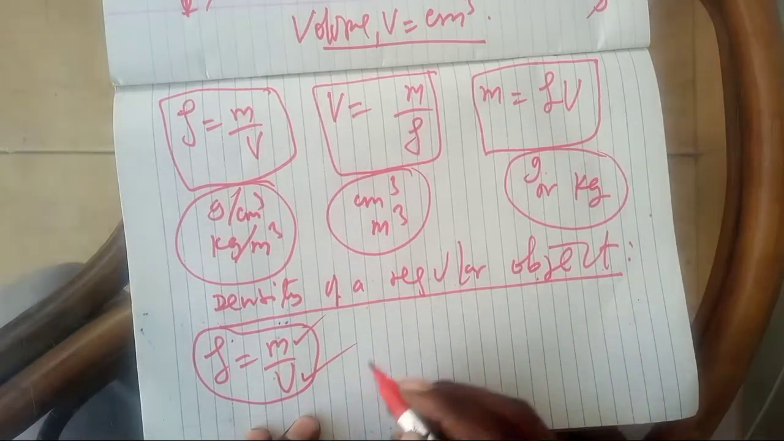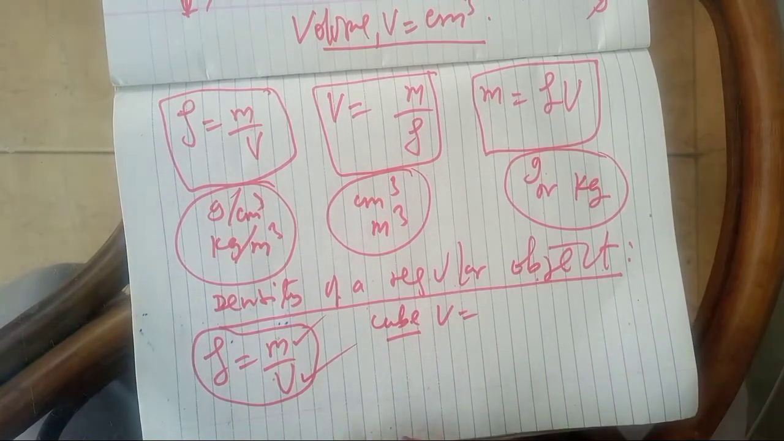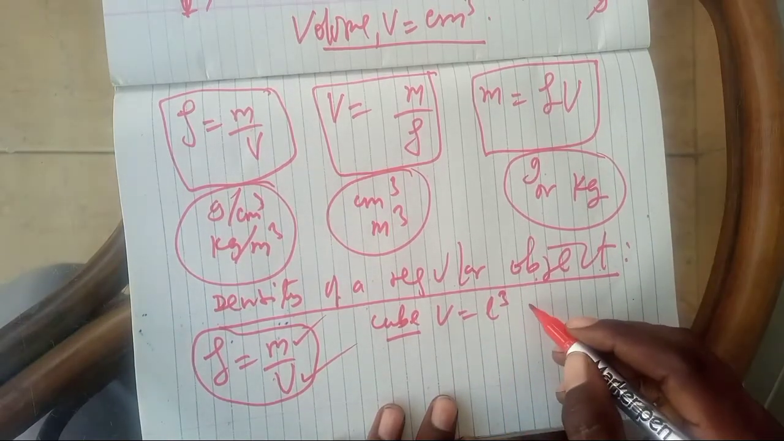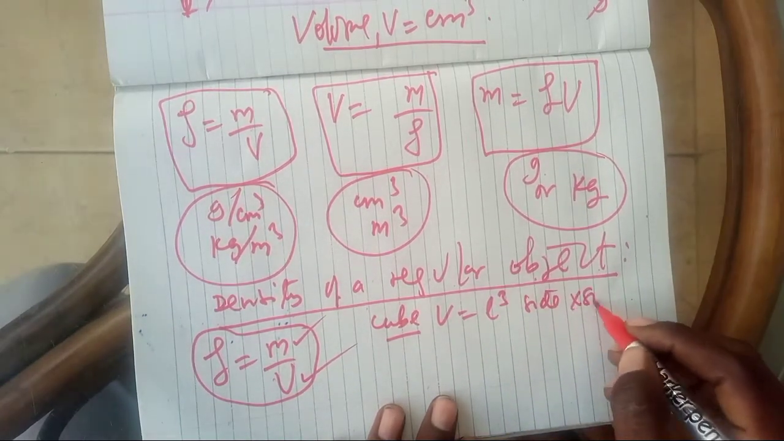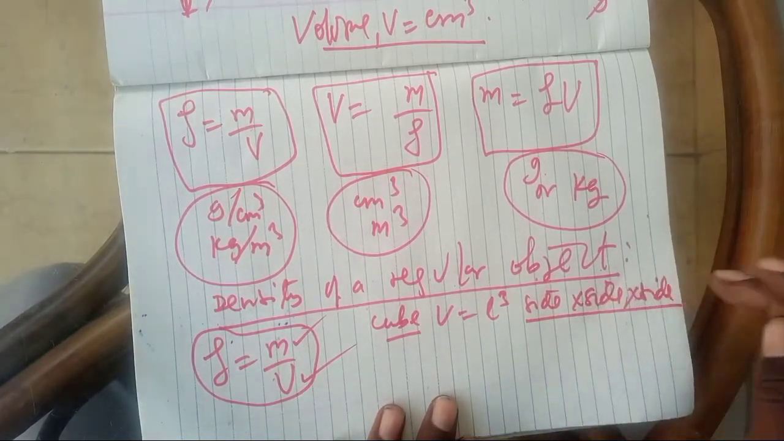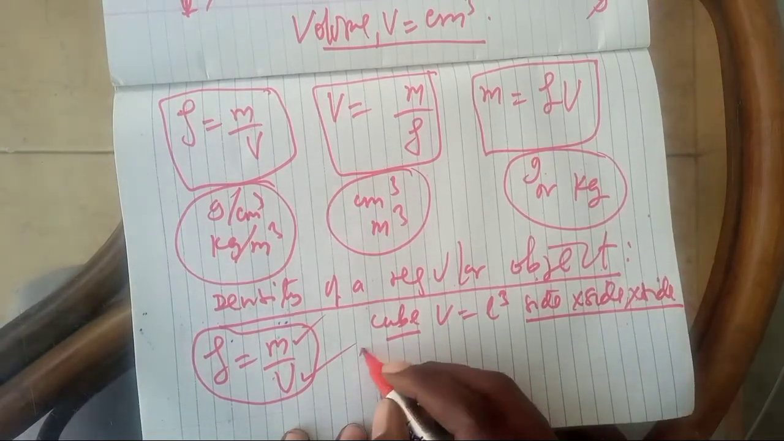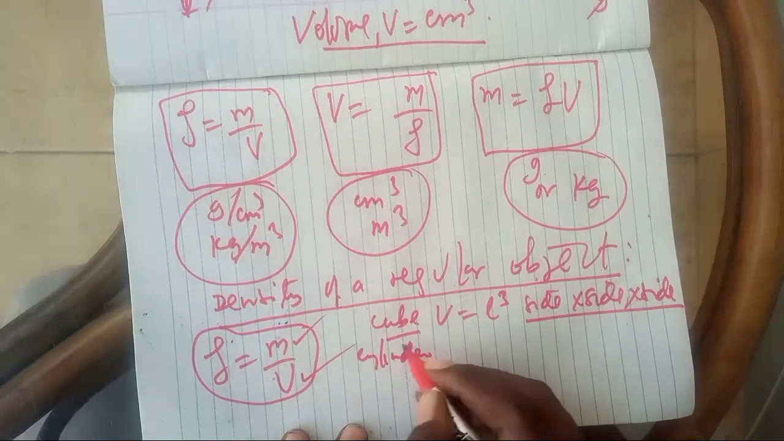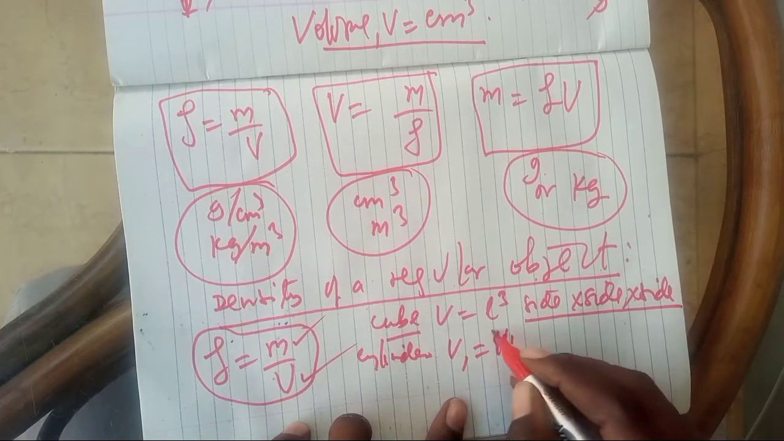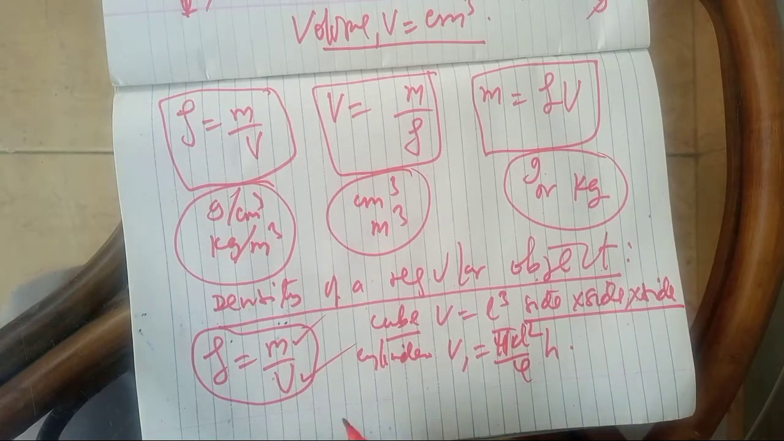Kwa maana regular object we have a cube, whose volume is determined by using L cubed, that is side times side times side. That is all about the volume of a cube. But also we have a cylinder. Volume of the cylinder is equal to pi d squared over 4 times h. That is the cylinder.